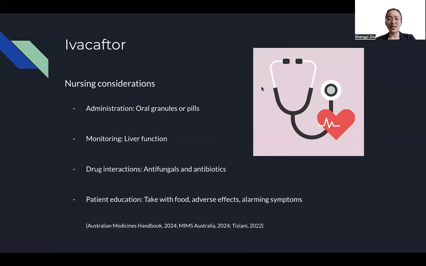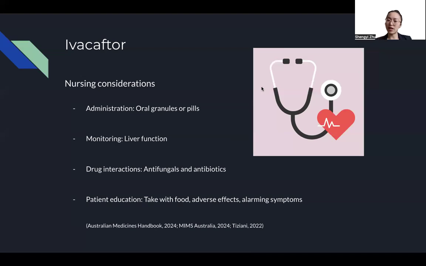It is taken orally, typically as oral granules or tablets. In order to maximize absorption, it's crucial to adhere to the recommended dosing schedule and take the prescription with a high-fat diet. It is important to regularly check liver function because ivacaftor can result in abnormal liver enzyme levels. Check for any indication of liver failure, such as pain in the abdomen or jaundice.